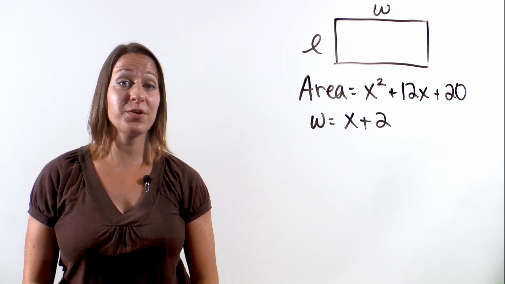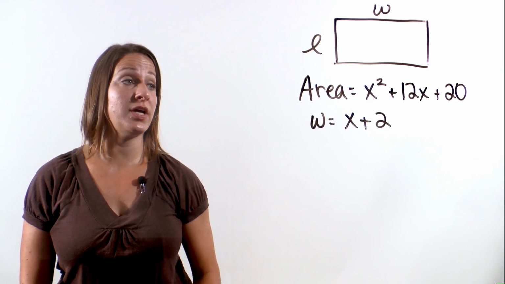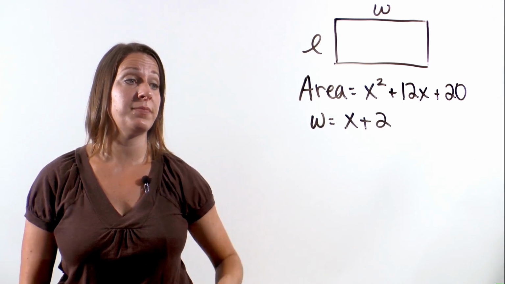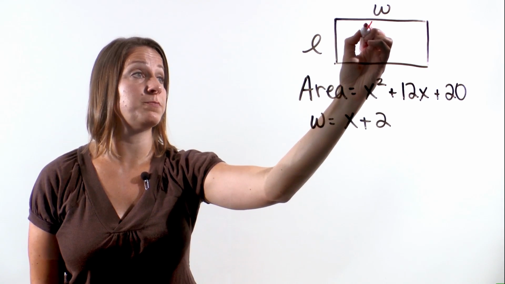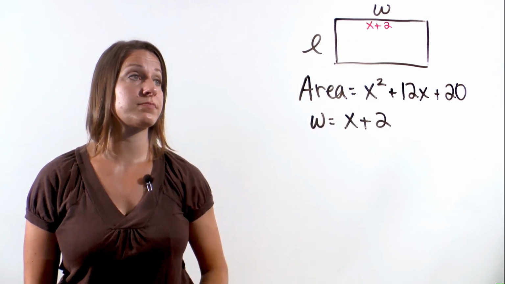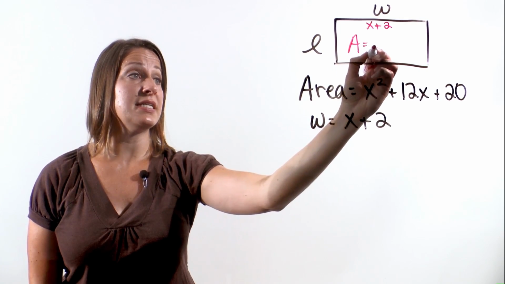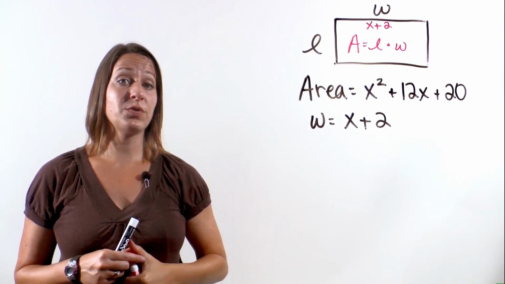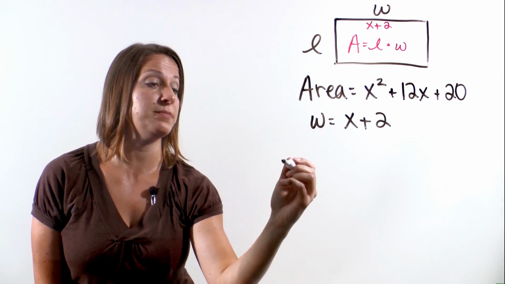Okay, let's try one more problem together. In this example, we have a total area of x squared plus 12x plus 20. And this time we're given the width of x plus 2. Now remember, our area formula is area equals length times width. So we're going to use that formula to come up with our missing dimension.